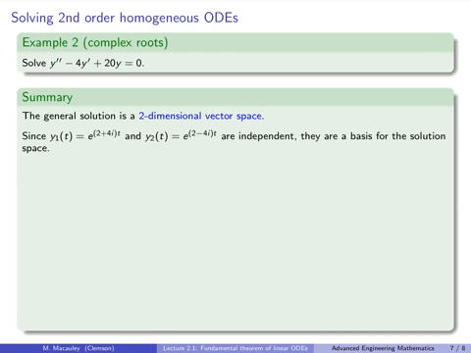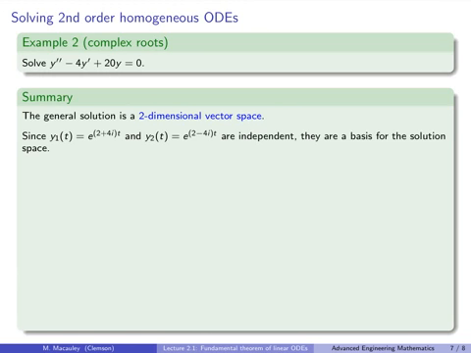These are linearly independent, and therefore they are a basis for the solution space, because we know any basis has size 2, because this is two-dimensional. However, we can find a better basis, because we don't really like working with complex exponentials. It's hard to graph these, it's hard to visualize them. So we'd rather use real-valued functions.